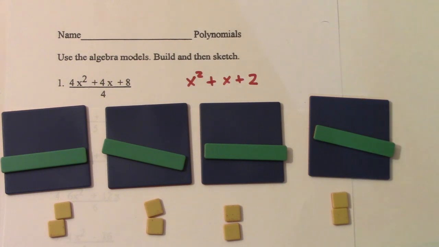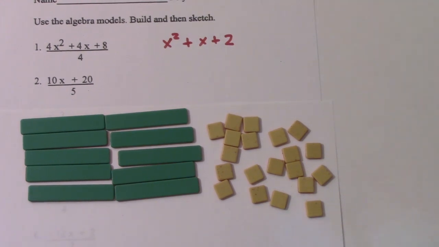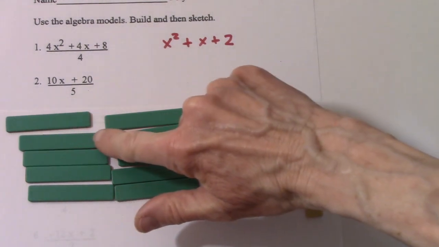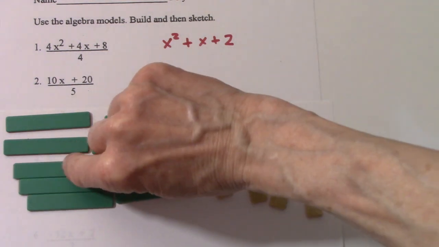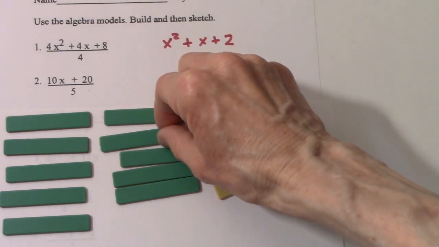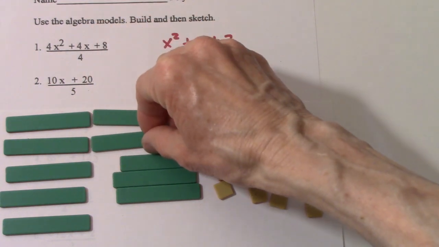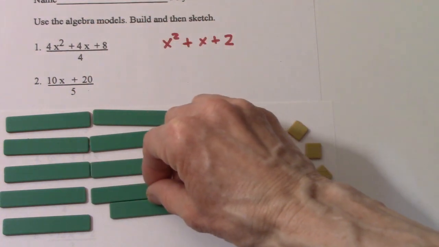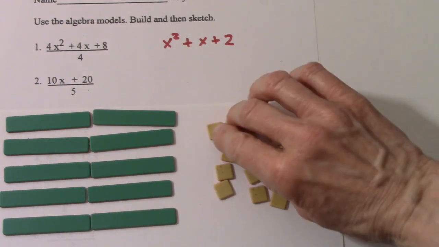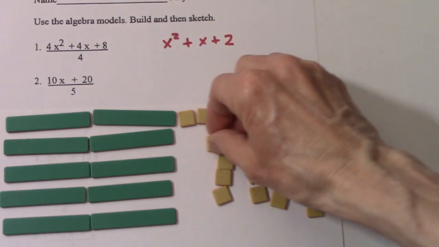Okay, let's look at the next example. In this example, I have 10x plus 20 divided by 5. So I'm going to take my 10x and I'm going to divide it into 5 groups. So here I have 5 different groups here. And another, I'm going to put this one in the same group. So I have 5 groups, and each one has 2x. And then when I'm dividing up my 20, I'll give each one 2.